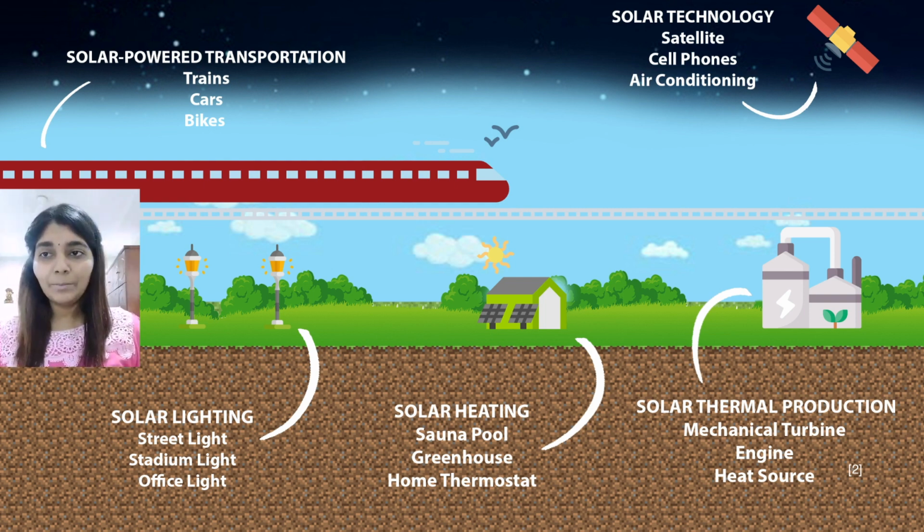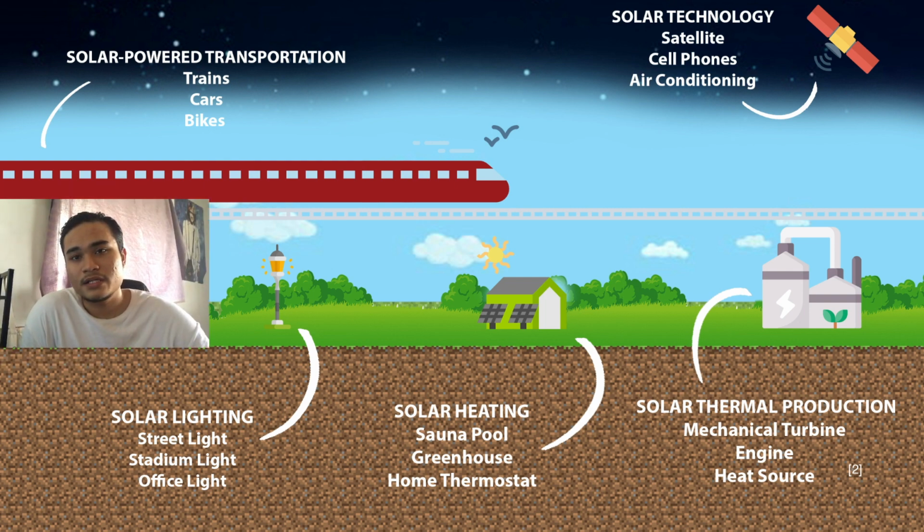The second method is using separate solar collectors which may heat either water or air, or storage devices which can accumulate the collected solar energy for use at night and during inclement days. The next application is solar powered transportation, for example trains, cars and bikes. This mode of transportation can harvest energy during daylight and then use it during nighttime.